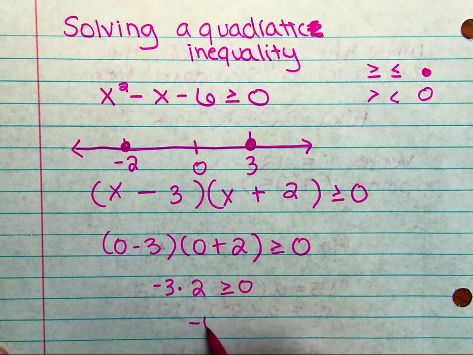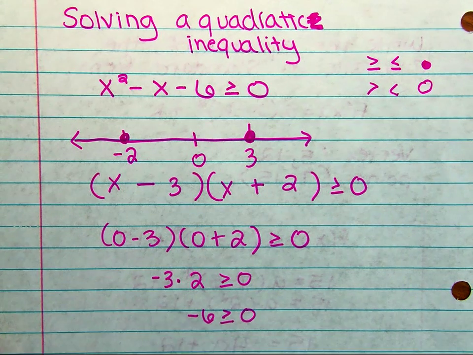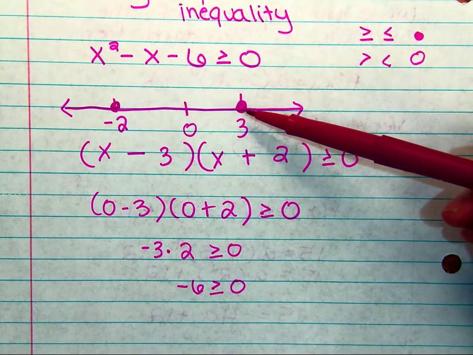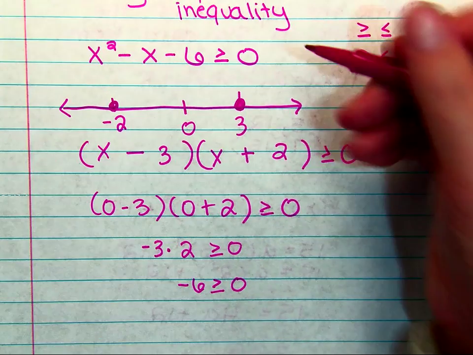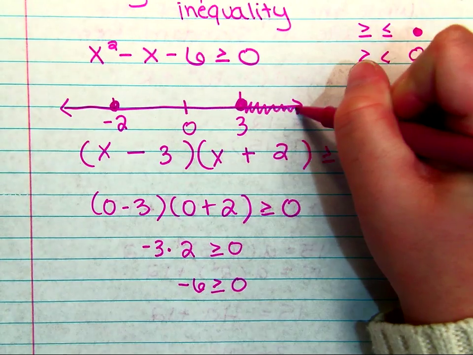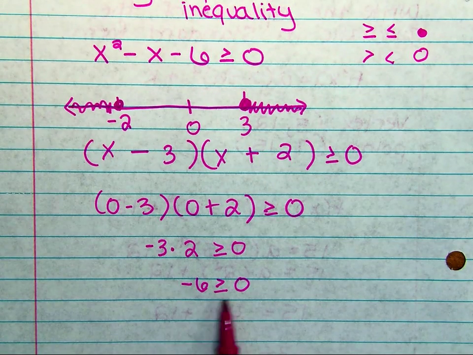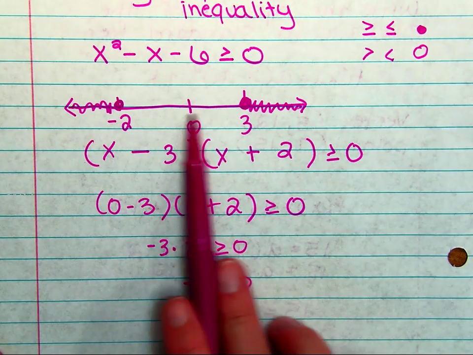That's negative 6 is greater than or equal to 0, which is not a true statement. So I don't want to shade that as part of my answer. I'm going to go ahead and shade outside of those. If I would have gotten a true statement here, for example, 6 is greater than 0, then I would have known to shade in between.